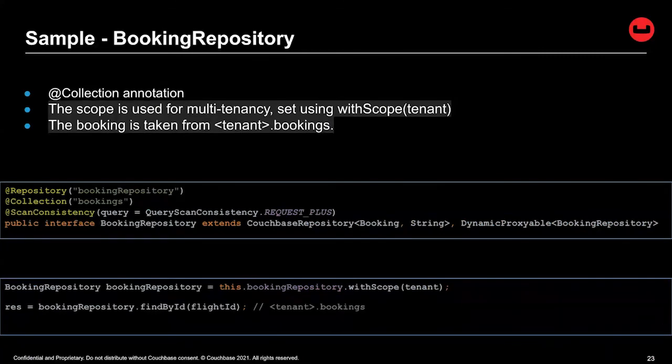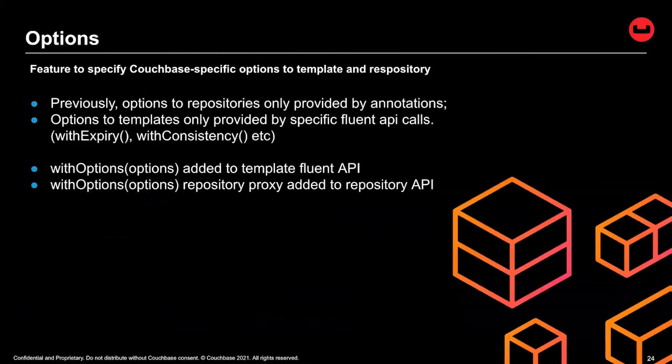So that's the airline repository travel sample. The other thing I mentioned was with options. This is a new feature, and it's a little bit related to the scopes and collections because it uses the same mechanism.